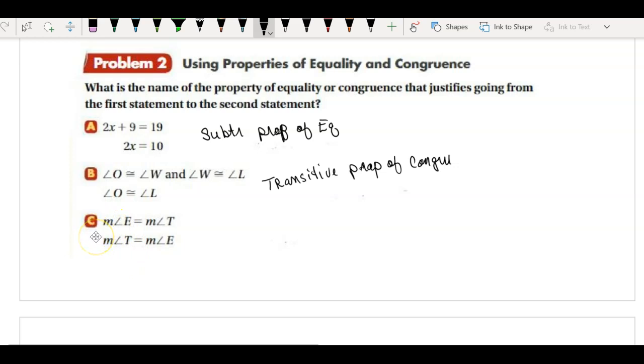Okay, now let's take a look at C. Measure of angle E is equal to the measure of angle T. And then they have the measure of angle T is equal to the measure of angle E. So they just said the same thing in a different order. So that's going to be the symmetric property of equality.